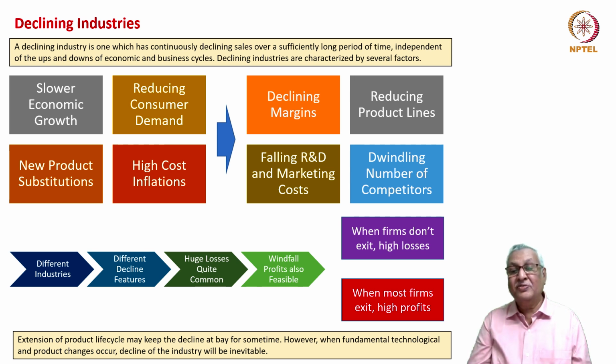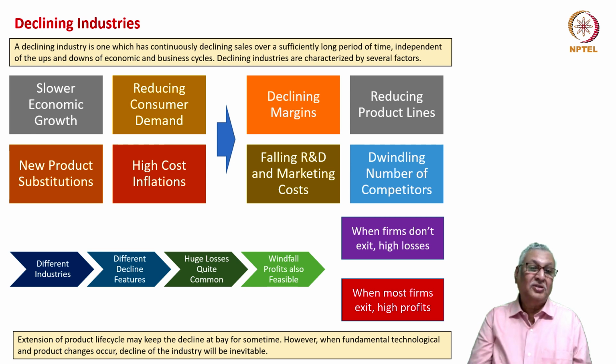Declining industries have special characteristics. Slower economic growth, which irreversibly influences the industry. Consumer demand, which is continuously reducing. It could be due to the product fault, it could be due to the marketing fault, it could be due to the quality fault, but consumer demand is continuously reducing.